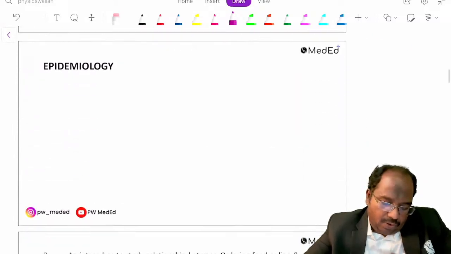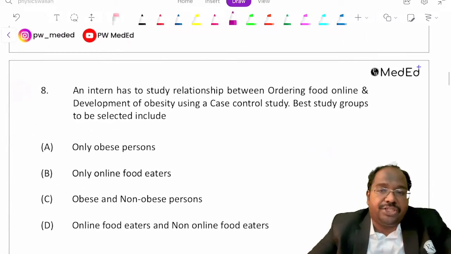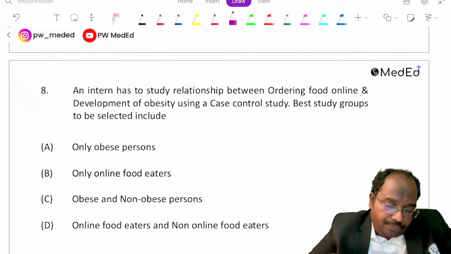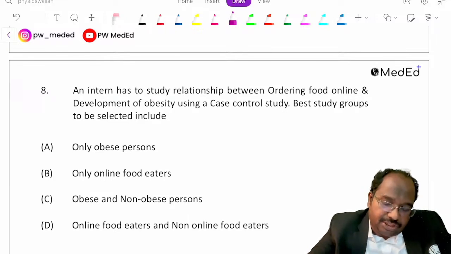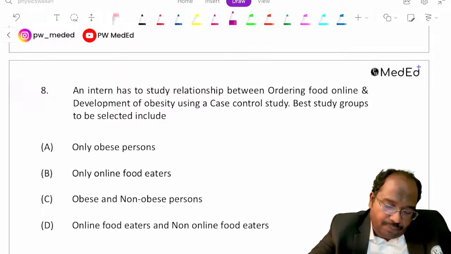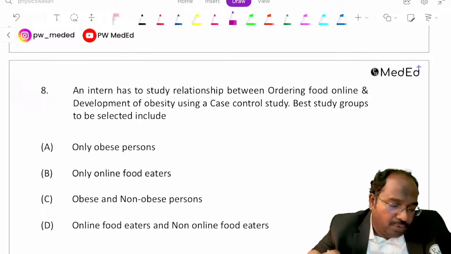Now, you go into epidemiology. The question here is: the intern has to study the relationship between ordering food online and development of obesity using a case control study. What are the best study groups to be involved?